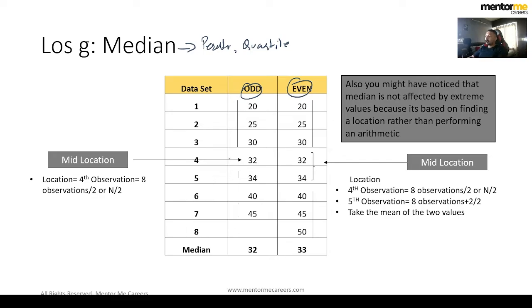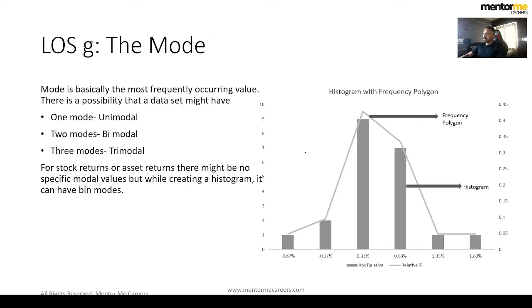If it's odd, it's very simple because you can clearly split the location to two sides and then just find the middle point. If it's even, that's where you get two locations. But it's very simple: all you need to do is take the mean of these two values. So if you can see out here, obviously some formulas are given, but if you look at it logically, it makes sense. They take the mean of two values and that would be your median. So that's median.